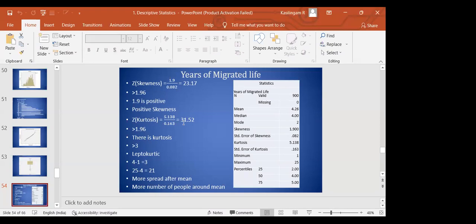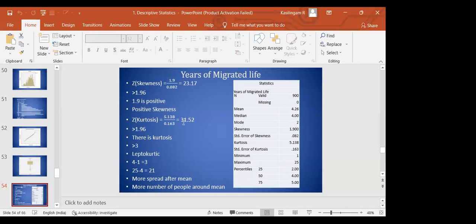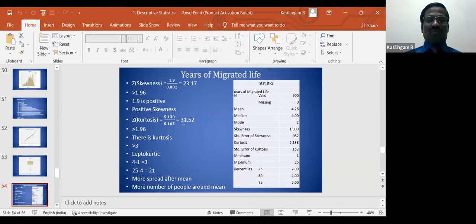Null hypothesis is rejected. No kurtosis is rejected, which means there is a kurtosis. Yes or no? Now, how to find out whether it is leptokurtic or platykurtic?